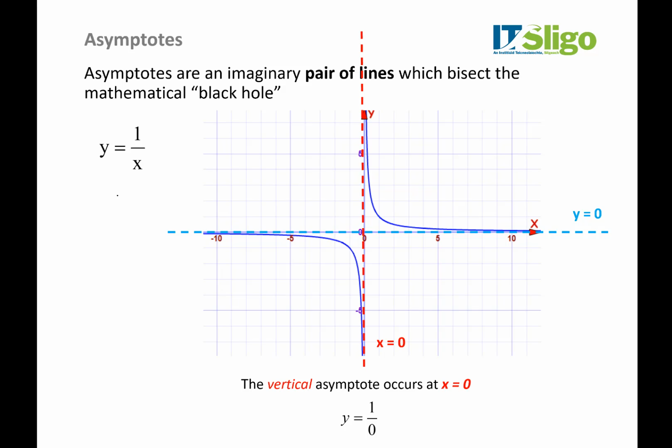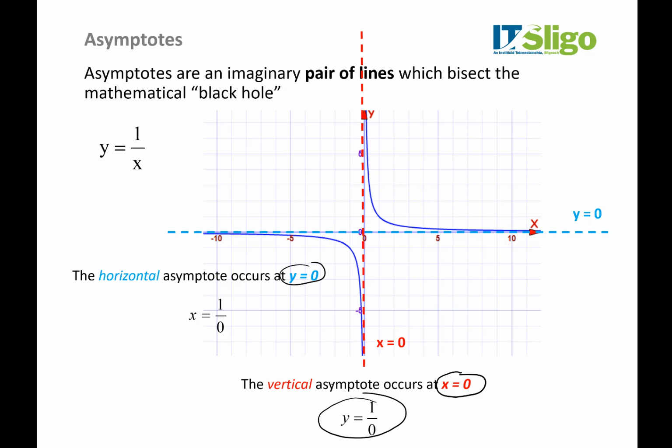Sorry, there's the vertical asymptote appearing. Yeah, and so that's the equation of the vertical asymptote, and it appears where y is equal to 1 over 0. The horizontal asymptote occurs where x is equal to 1 over 0. If we manipulate that equation, y is equal to 1 over x, we'd end up with x is equal to 1 over y. And that's what we're exploring here. That's what gives us our horizontal asymptote.